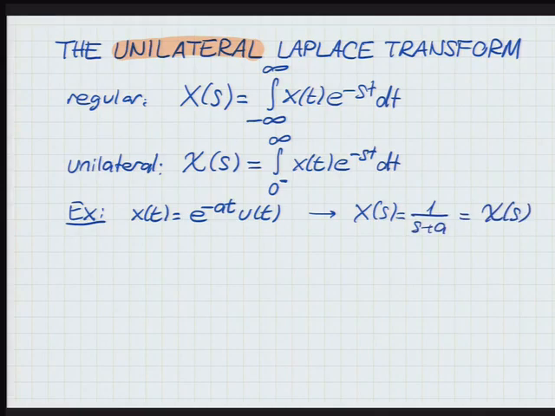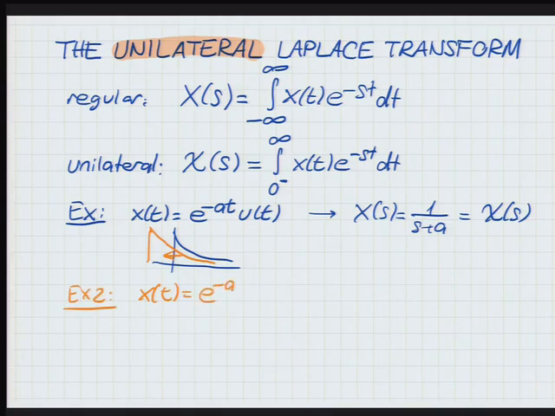Now let me take this signal. So let me shift it to the left by 1. So now I'm going to look at this, right? So x of t, that's my example 2, is e to the negative a. What do I need to do to t to make the whole figure shift to the left by 1? T minus 1 or t plus 1? Plus 1. U of t plus 1, right? Okay, so now what is the Laplace transform of this, the regular Laplace transform?